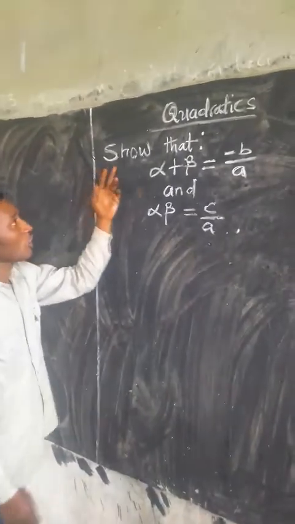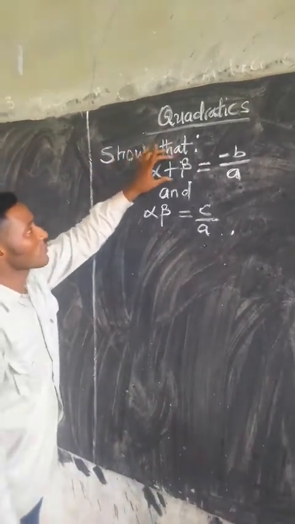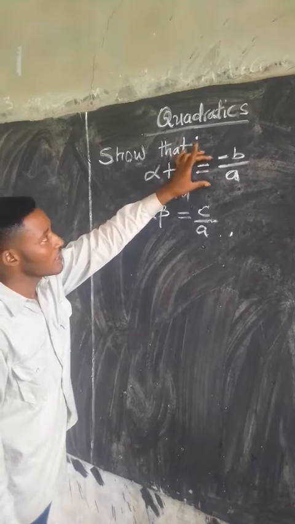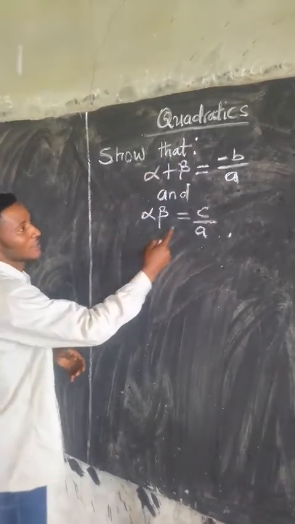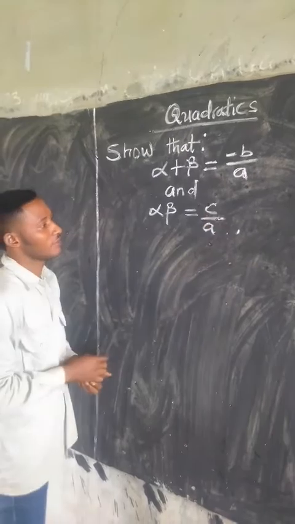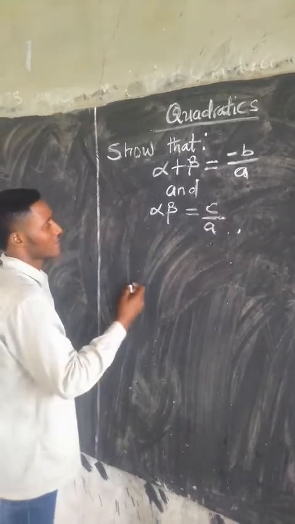Says, show that alpha plus beta equals minus b over a and alpha beta equals c over a. So let's get started.